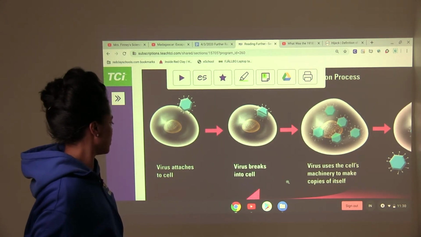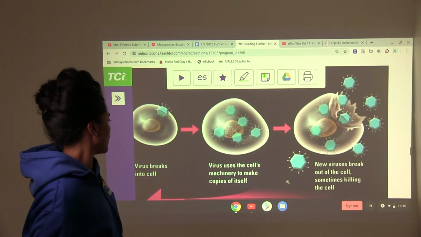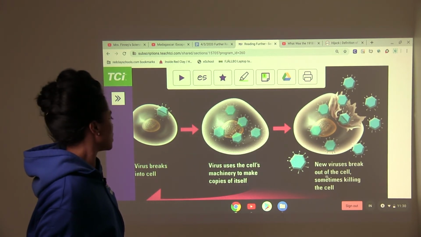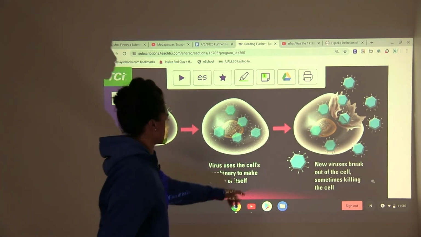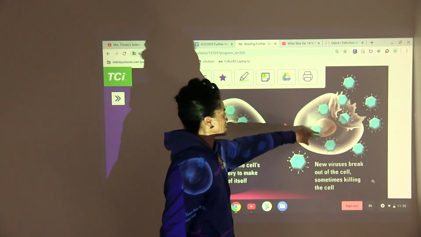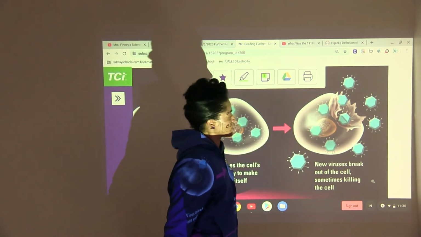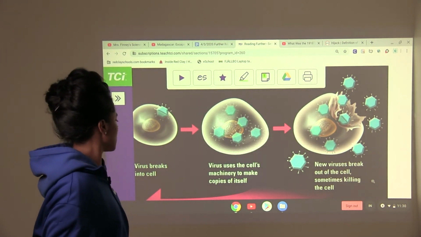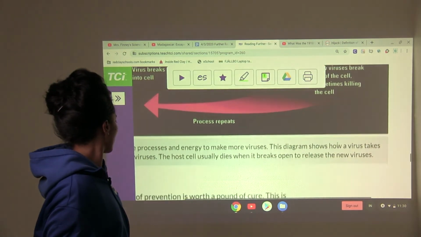and then new viruses break out of the cell, sometimes killing the cell. Okay? So this is how a virus takes over host cells.